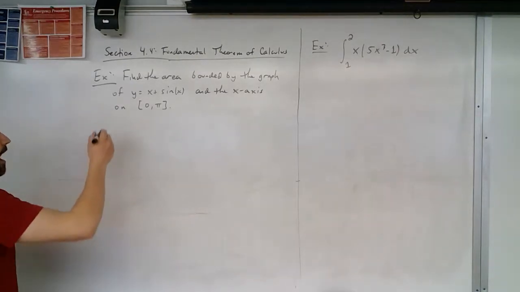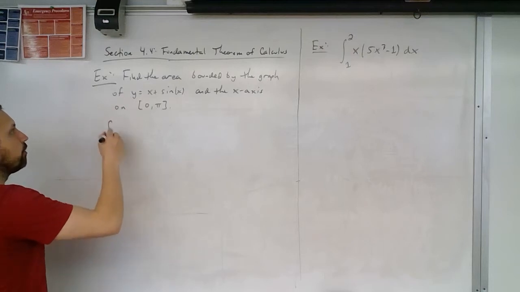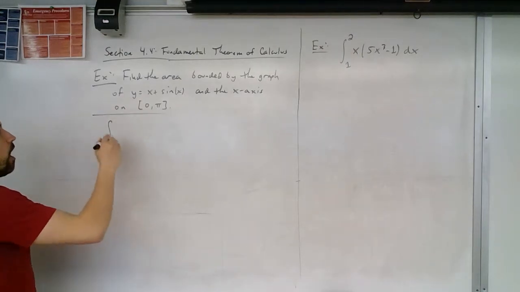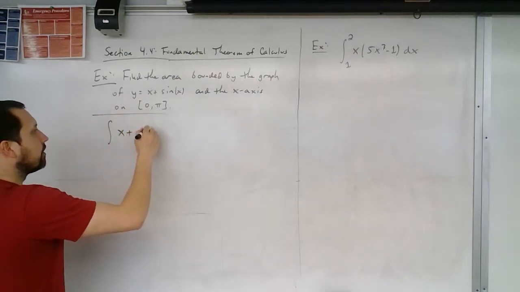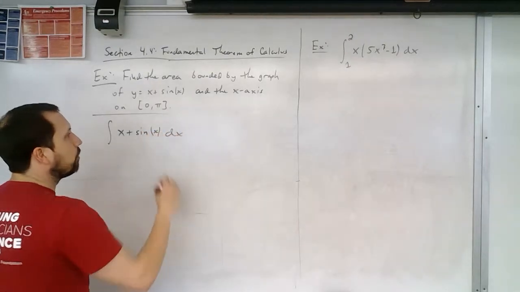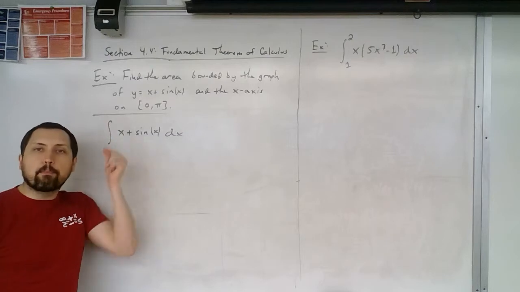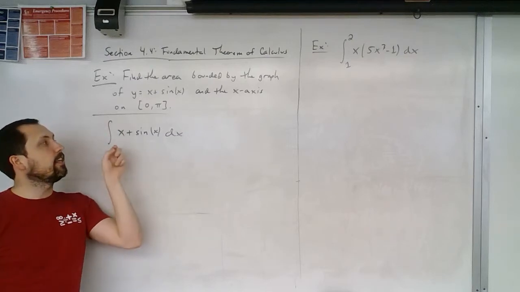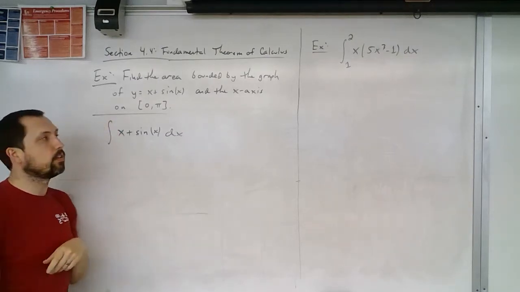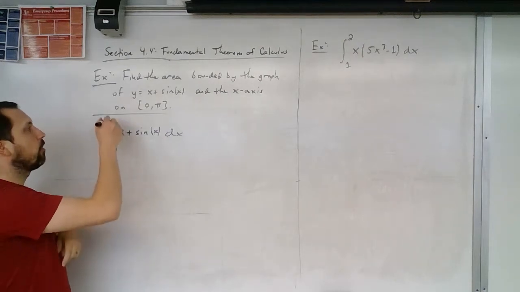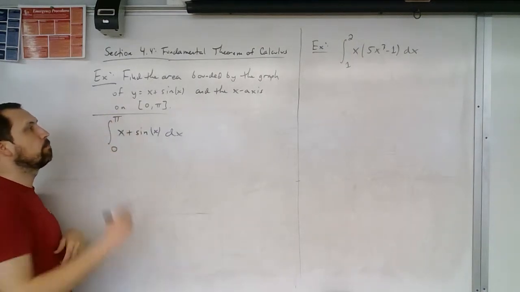So this area is going to be the integral of x plus sine x, and we're doing this with respect to x, so we have our dx there. Now the bounds: we're going to find the starting point and the ending point. So our left endpoint is 0, our right endpoint is pi.